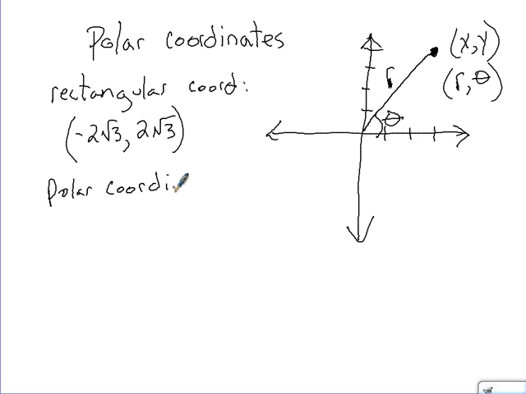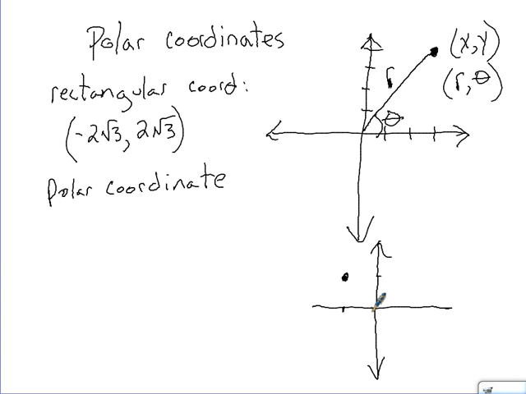To me, it's probably the easiest to look at a sketch and understand what's going on in terms of these coordinates. If I were to sketch this out, similar to the sketch I had earlier, the coordinate negative 2 square root of 3, 2 square root of 3 would be somewhere here in the second quadrant.